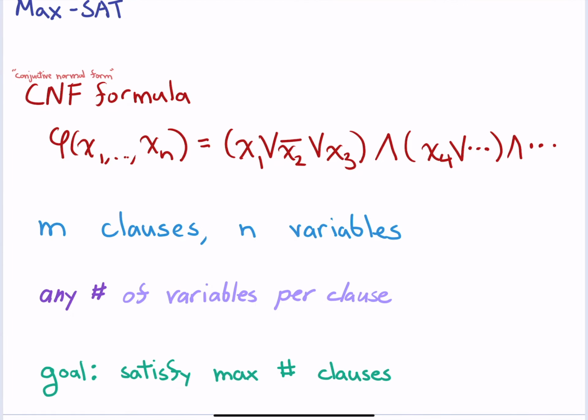Today we'll look at MAX-SAT. The only difference this time is that I'm allowing for any number of variables per clause. Last time it was exactly 3. Now there could be clauses with 2 variables, with 3, even just 1, or 4, 5, stuff like that.